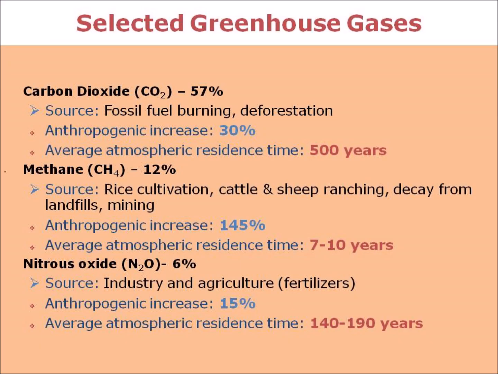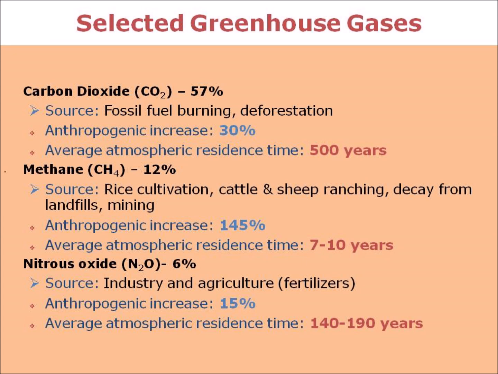Here we can see some of the greenhouse gases. Carbon dioxide, about 57%. Source is fossil fuel burning, deforestation. Anthropogenic increase by 30%. Average atmospheric residence time is 500 years. Methane, 12%. Sources of methane are rice cultivation, cattle and sheep ranching, decay from landfills, mining, etc. Anthropogenic increase by 145%. Average atmospheric residence time is 7 to 10 years.